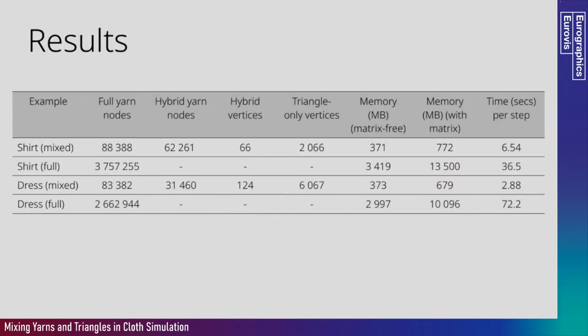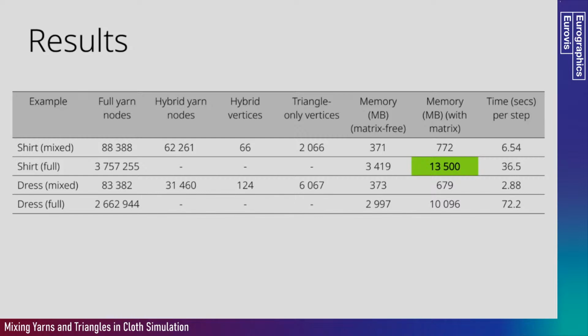Let us look at some data of our latest simulation examples, the shirt and the dress. With realistic yarn densities, the full yarn-based models have more than 2 and 3 million nodes. This leads to very large simulation cost, but also large memory. With a matrix-based implementation, the shirt needs more than 13 GB of memory. It doesn't even fit in our efficient GPU implementation.